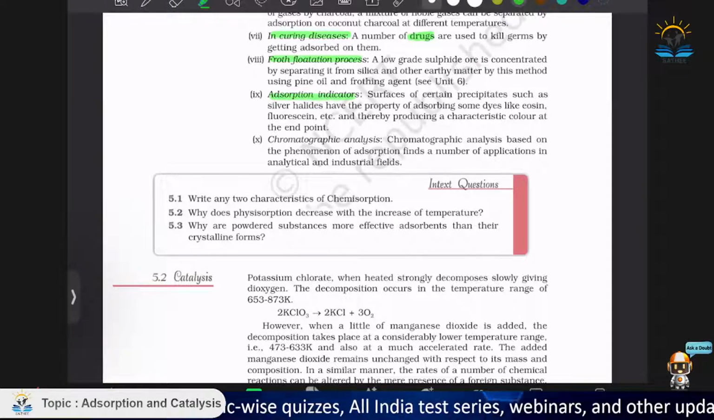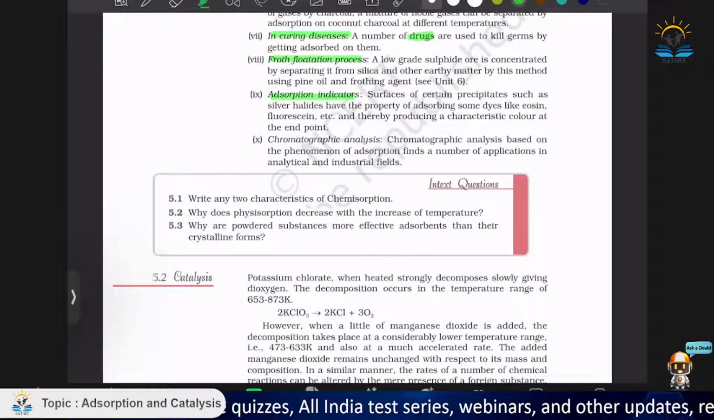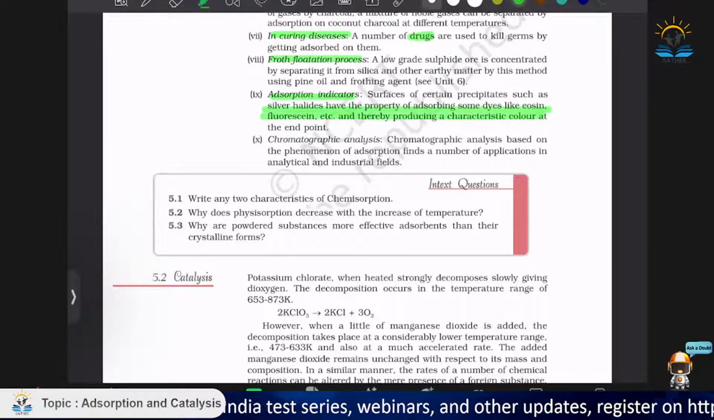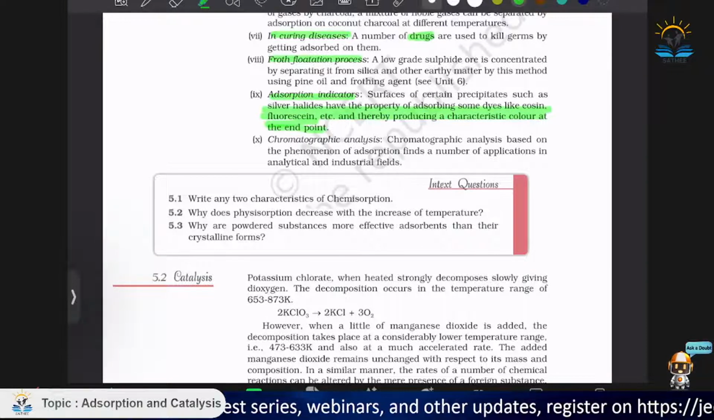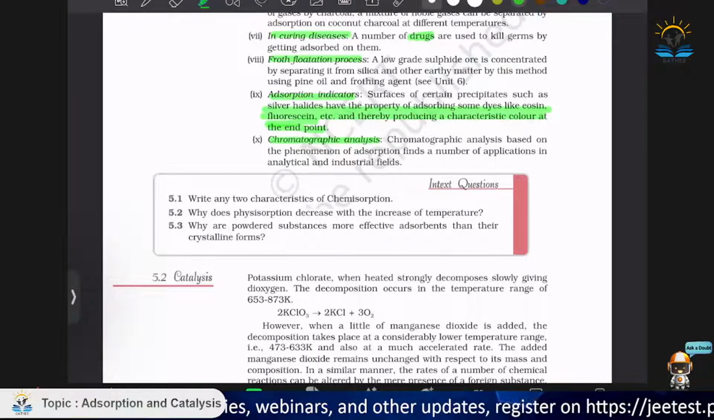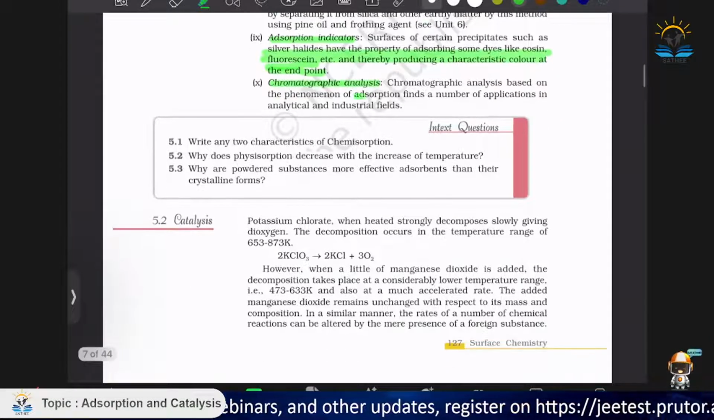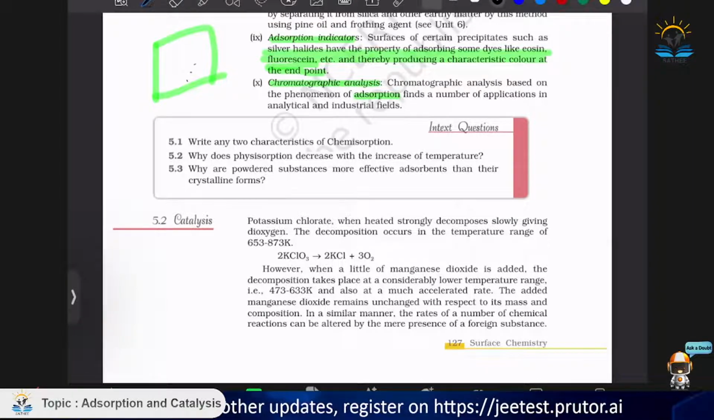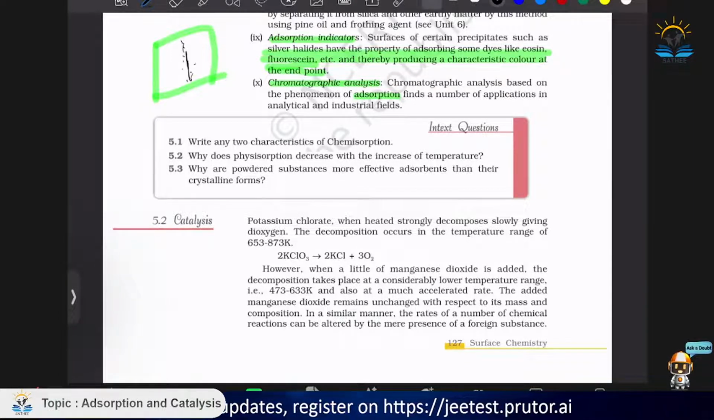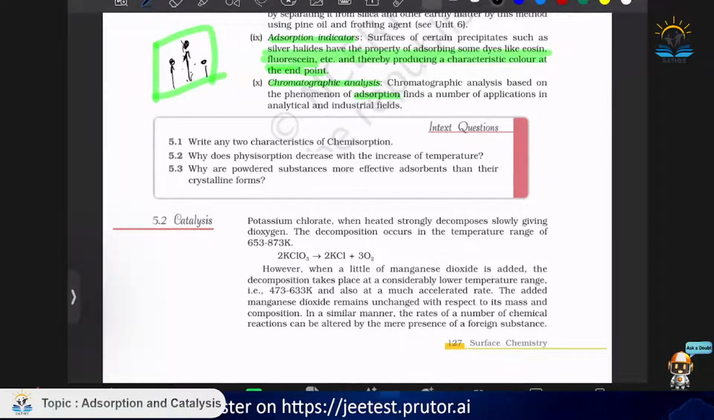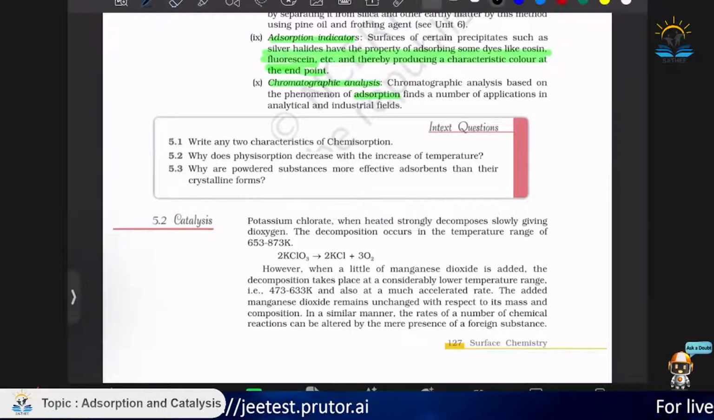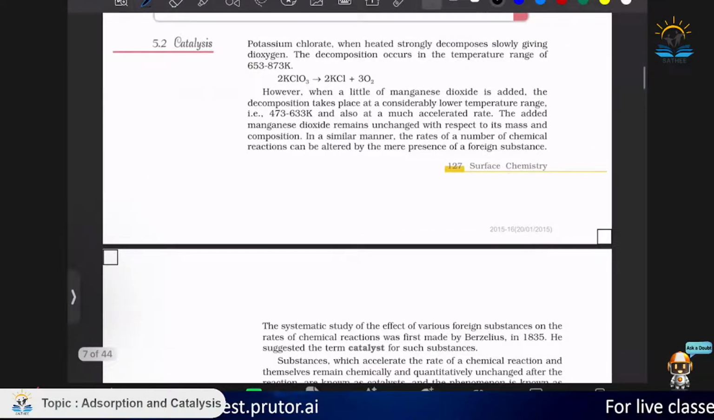Adsorption indicators, okay? So silver halides have the property of adsorbing dyes like eosin, fluorescein, which produce characteristic color at the end point. Then chromatographic analysis. Again, chromatography is based on adsorption because this is the chromatographic paper. The solvent or solute will get adsorbed to various different degrees. Some will get here, some will get till here, some will be left here. That is preferential adsorption, used to separate the molecules.